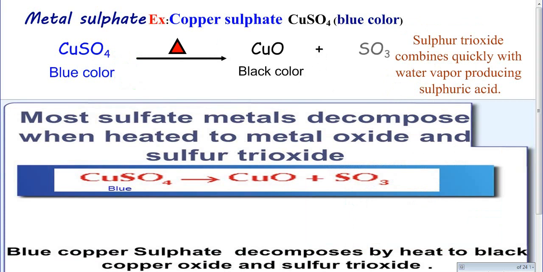The fourth example in this part, metal sulfate. Metal sulfate by effect of heat gives us what? Metal oxide and sulfur trioxide. Our example, copper sulfate, CuSO4, which has blue color also, and by effect of heat gives us copper oxide, which has black color, and sulfur trioxide, which combines quickly with water vapor producing sulfuric acid.